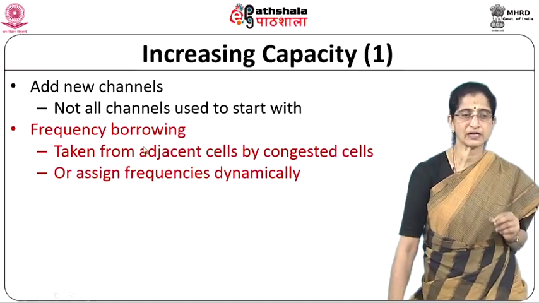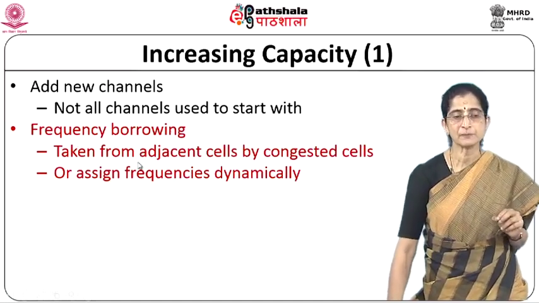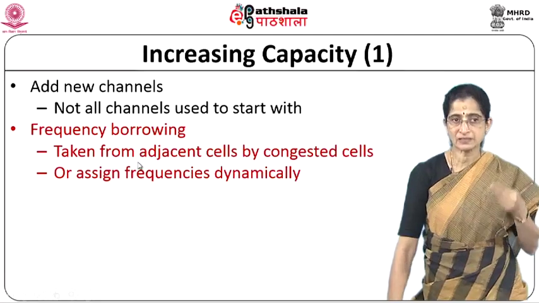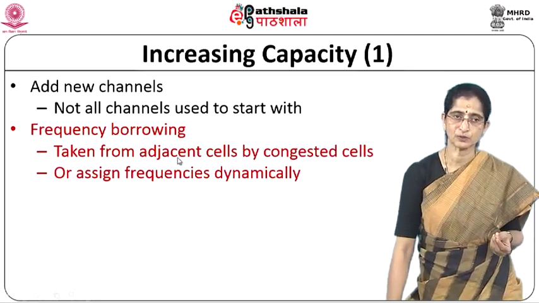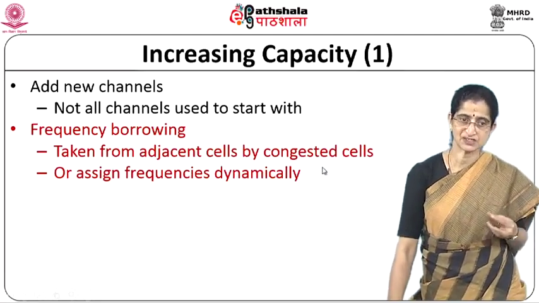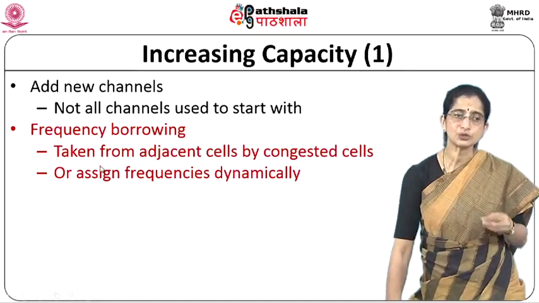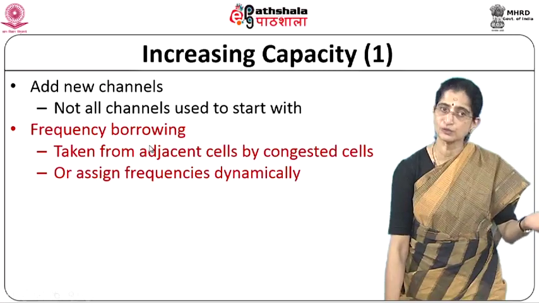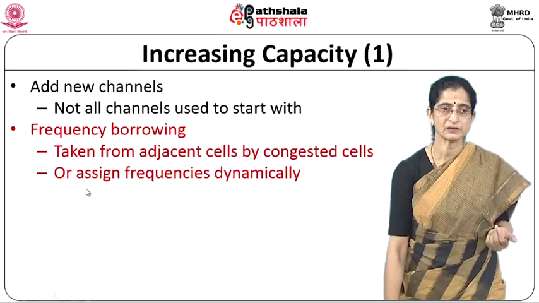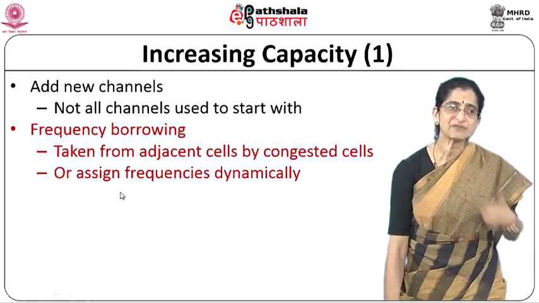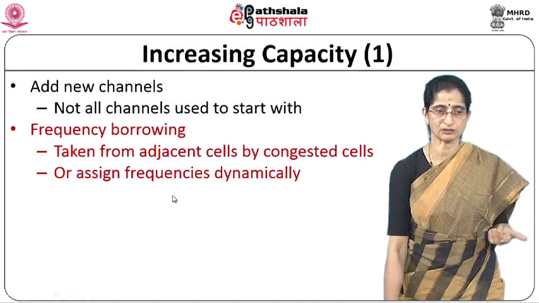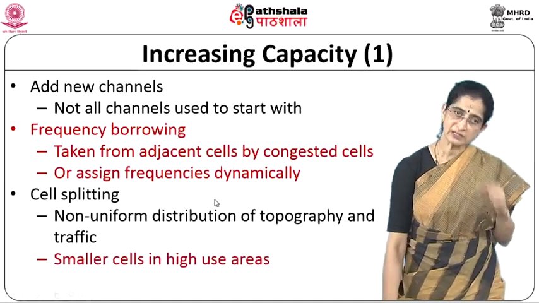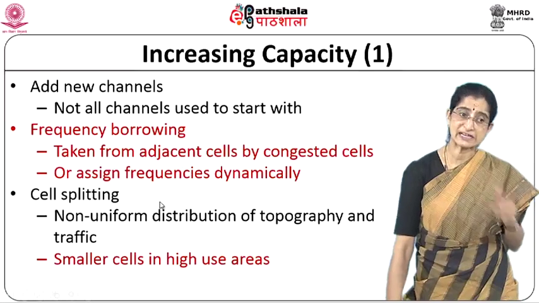Another option that we have is what is called frequency borrowing, which means you could take some frequencies from adjacent cells. That is, if a particular cell is congested, that cell could borrow frequencies from adjacent cells if they are not being used by that other cell. Or in other words, you could assign frequencies dynamically. So that is also another option that we have. Another, third option that we have is what is called cell splitting.